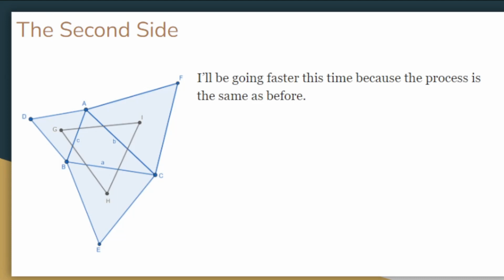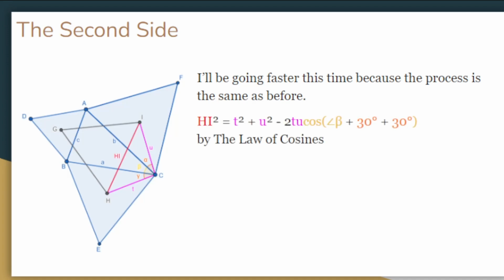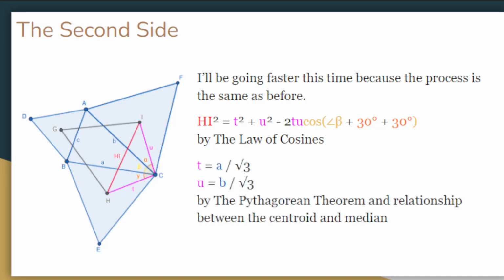Now, this is the exact same process, so I'll be going a little faster than before. So HI squared equals t squared plus u squared minus 2tu times the cosine of angle beta plus two 30-degree angles, or 60 degrees, by the law of cosines. Then we have t equals a over the square root of 3, and u equals b over the square root of 3, by the Pythagorean theorem and our previously mentioned relationship between the centroid and the median. So we get that HI squared equals a squared plus b squared minus 2ab times the cosine of angle beta plus 60 degrees.